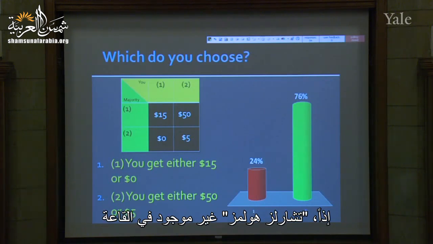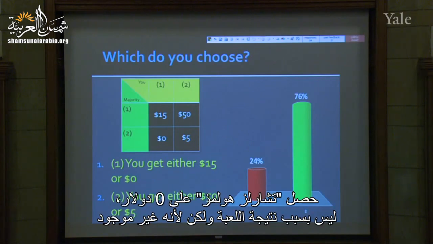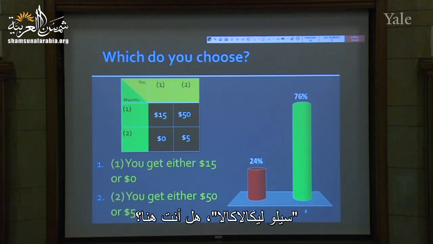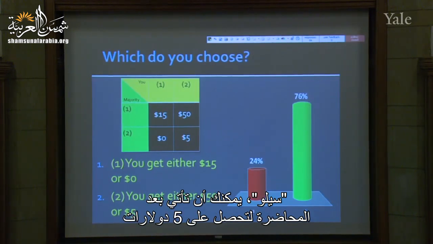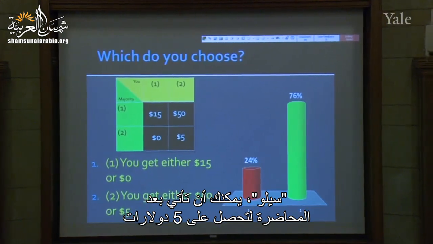Charles Holmes is not getting what Charles Holmes might have gotten, which is either $0 or $5. Well, Charles Holmes is getting $0, but not as a result of this. Cello Lakalakala, are you here? Did you give an answer, Cello, of one or two? You gave an answer of two. Cello, after class, you may come up and get $5.